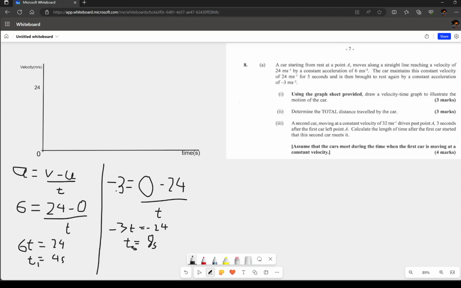Okay, so now let's fill in the information on our graph. In order to get the time taken to get to the speed of 24 meters per second, that's just 0 plus t1, which is obviously 4. So let's just fill that in.